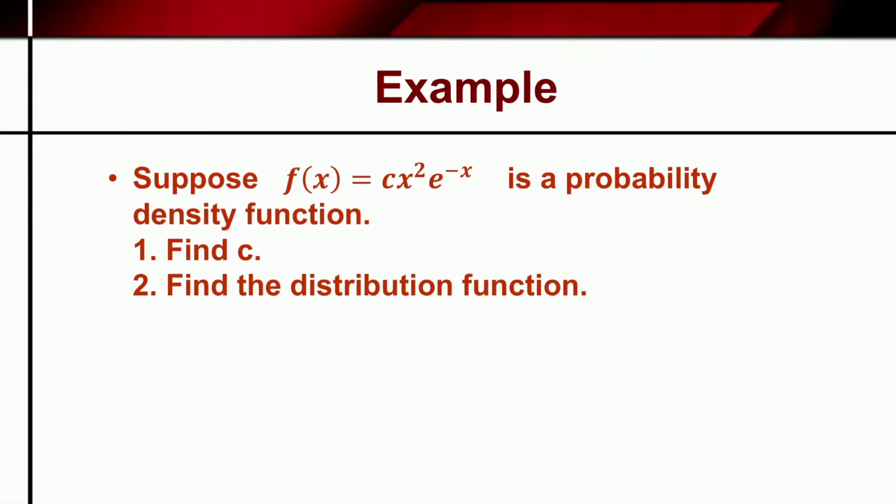The C is just a placeholder. It's like, I don't know what that number is, but I know that this is proportional to x squared times e to the negative x. So let's figure out what c is. To figure out what c is, we're going to integrate over the entire domain.